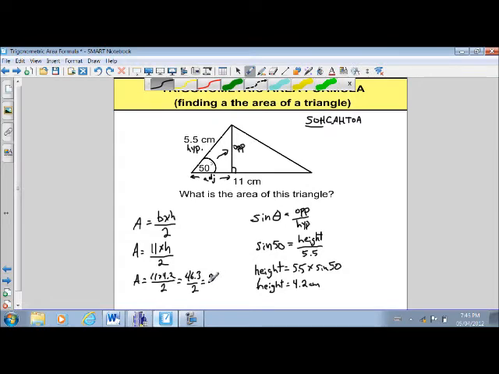So our area of this triangle is 23.2 square centimeters. So that's nothing too challenging. We basically took our area, base times height divided by 2 formula. We used trigonometry to find out the height and went from there.